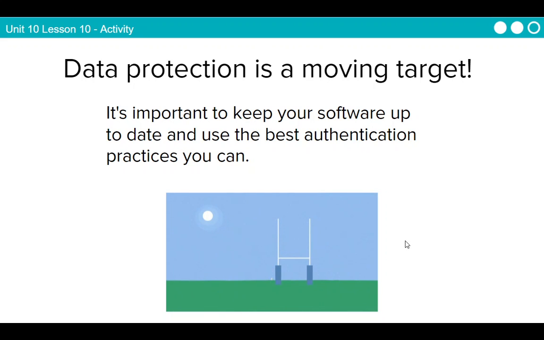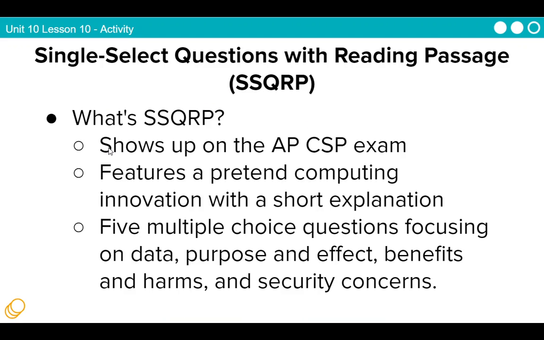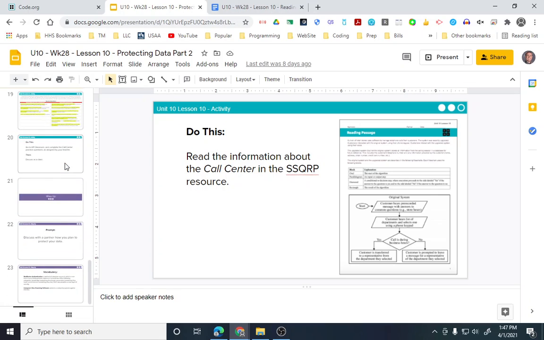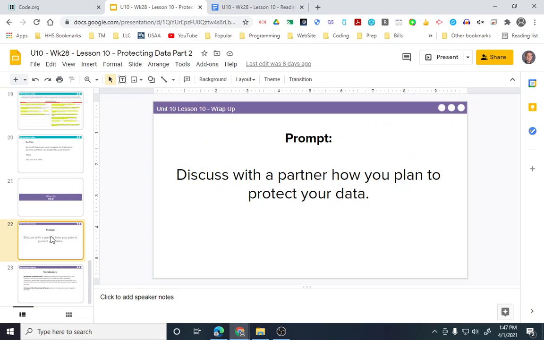So let's just clear this up. Data protection is a moving target. You always need to know what is out there, what's the best you can do. So just make sure that you are doing what you can now and staying apprised of new things as well. Alright, that is pretty much the rest of this lesson. You can discuss with someone, maybe family members, how to protect their data.